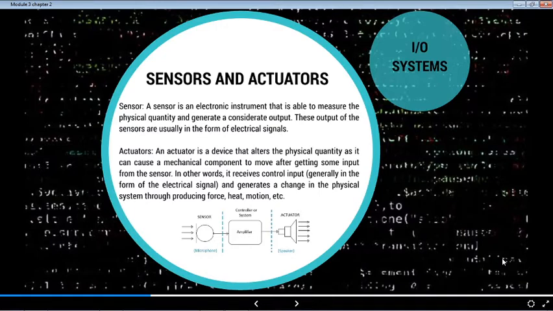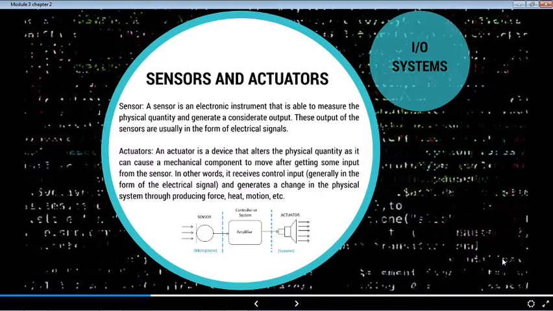Then what is an actuator? An actuator is a device that alters a physical quantity, as it can cause a mechanical component to move after getting some input from the sensor. In other words, it receives a control input, generally in the form of an electrical signal, and generates a change in the physical system by producing force, heat or motion, etc.